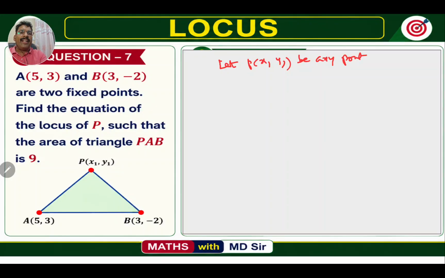After that, the given condition. What condition is given here? The geometrical condition: area of the triangle is given. So, the area of the triangle, that condition you have to write. That is given: area of the triangle PAB is 9 units. After that, apply the proper algebraic formula. What formula is there? Area of the triangle.